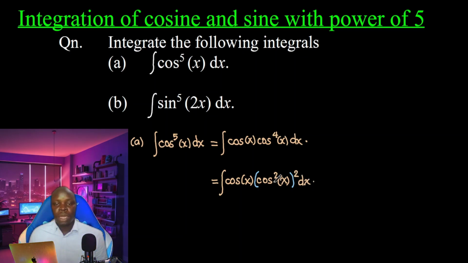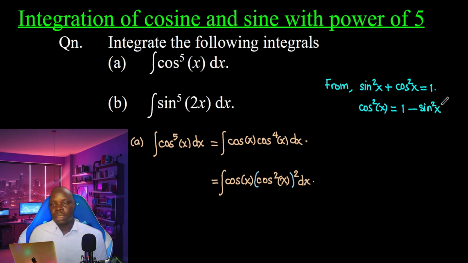Now after this, we can rewrite cos square x in terms of sine. From our identity, sine square x plus cos square x equals 1, as we know that. Making cos square x the subject, we have cos square x equals 1, taking sine square x to this side, we have 1 minus sine square x on the right hand side, and we can substitute that in here.